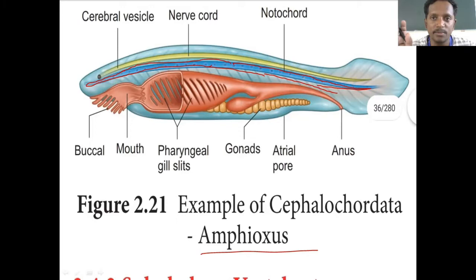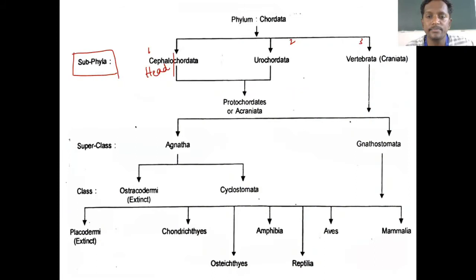Enough. Nothing much in detail we are going to study, because we are going to study the right side part, the Vertebrata part, in detail for your examination. In your textbook they mentioned one or two lines on Cephalochordata, so we will also study that much. Hope you got the meaning: cephalo means head, chorda means that notochord. The second subphylum that we are going to study is Urochordata. Uro refers to tail.